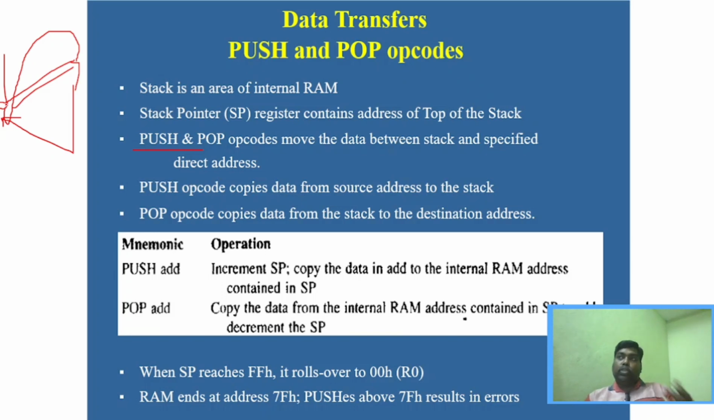And whenever we say push, it increments the stack pointer, and whenever we say pop, it decrements the stack pointer, right? You can see PUSH add: it will increment the stack pointer and copy the data at the address to the internal RAM address contained in the stack pointer. Similarly, it will remove that data from the stack by using the POP instruction, right? This is about the push and pop instructions.